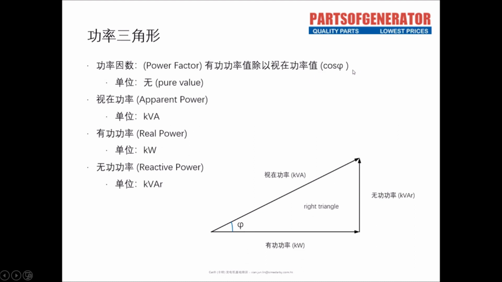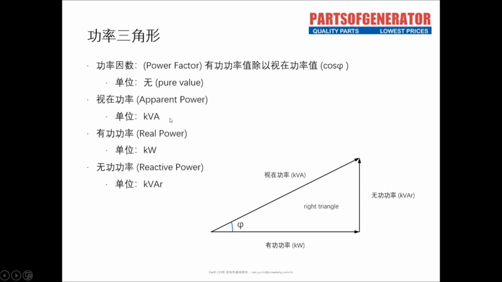In order to illustrate the relationship between the powers, a power triangle is usually used. The power triangle is a right-angled triangle. The two right-angled sides are active power and reactive power respectively. The hypotenuse represents the apparent power.